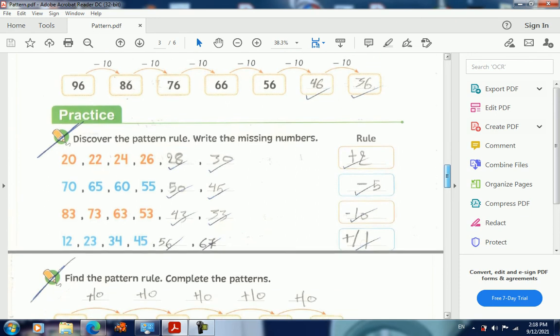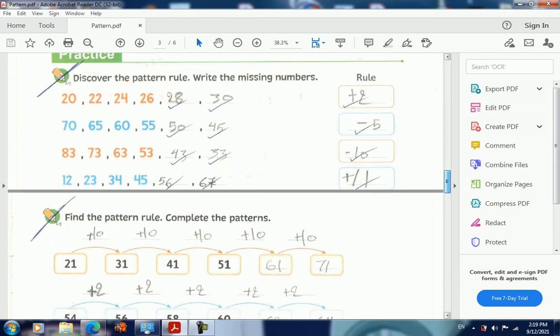To the following row, we got 96 minus 10, it became 86. Then minus 10 became 76, and minus 10 becomes 66, and minus 10 becomes 56. Then minus 10, what will that get you? We got 46, and then 46 minus 10 is 36.